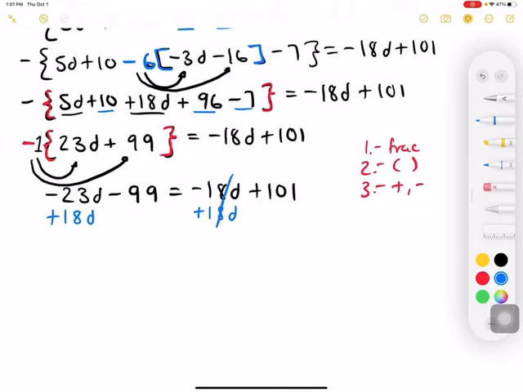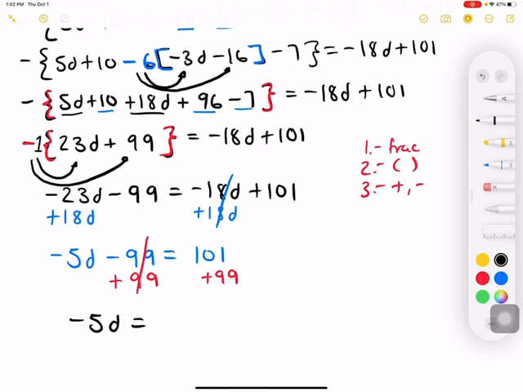That's the first thing that I'm going to do. So let's go ahead and combine. I have negative 23 plus 18. That should be negative 5d. Okay. And then I'm going to send all the numbers to the right side. So add 99 to both sides. Negative 5d equals 200.